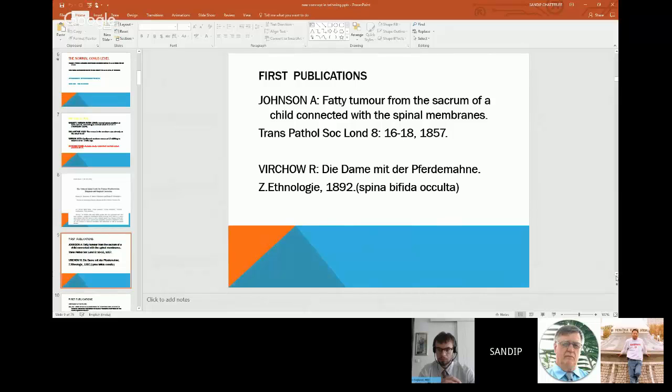In fact, the first account of a dysraphic spinal cord was published long ago in 1857, where Andrew Johnson reported about a fatty tumor arising from the sacrum of a child connected with the spinal membrane. Even a few years later, in 1892, this article, published by Virchow in German, Die Dame mit der Pferdemähne, which means the lady with a horse's tail, was published to show a child who had a tethering lesion.